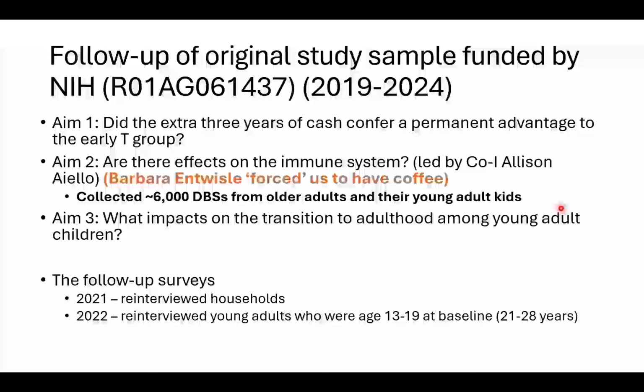Even then, it was really hard. We were under COVID protocols. And then we went back and re-interviewed the young adults who were 13 to 19 at baseline, but then 9 years later, they were 21 to 28. That was a bit of a challenge as well. But it was really, really fun times. We got through COVID. We did the interviews. We collected these blood spots. Oh my goodness. It was crazy.